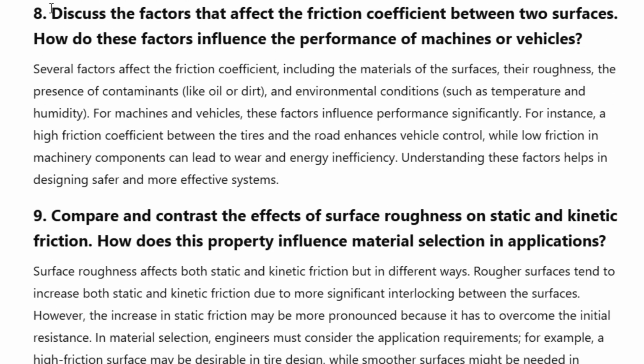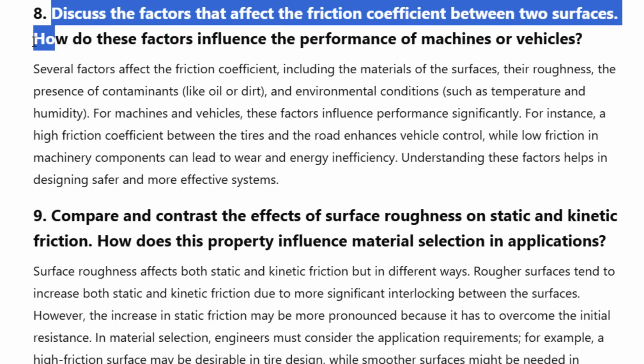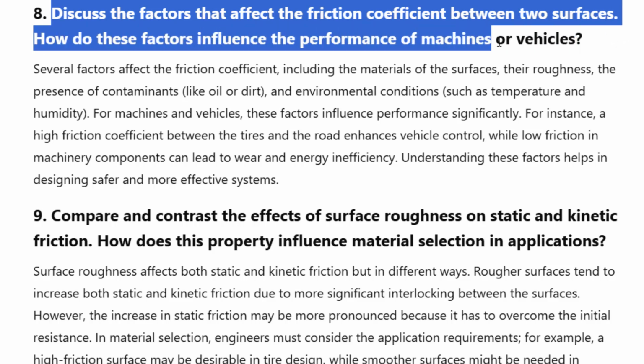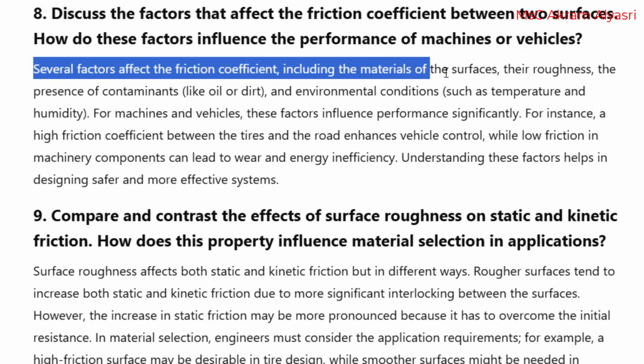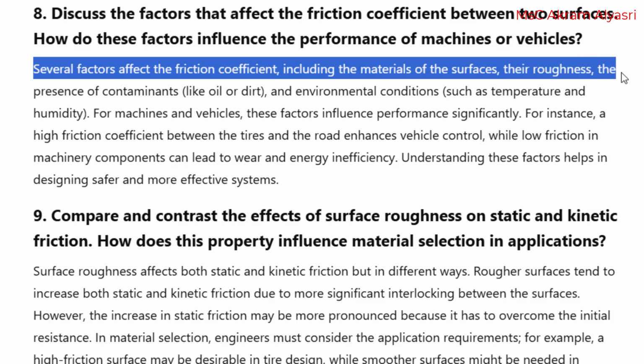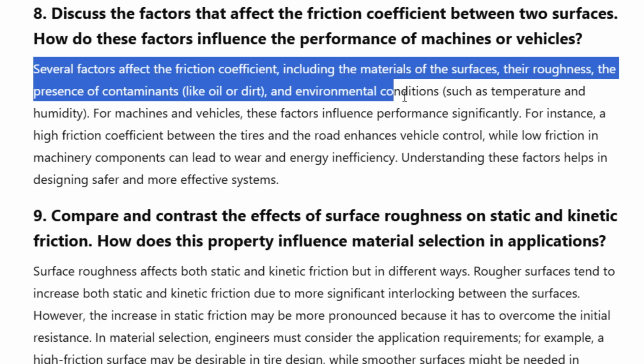8. Discuss the factors that affect the friction coefficient between two surfaces. How do these factors influence the performance of machines or vehicles? Several factors affect the friction coefficient, including the materials of the surfaces, their roughness, the presence of contaminants like oil or dirt, and environmental conditions such as temperature and humidity.